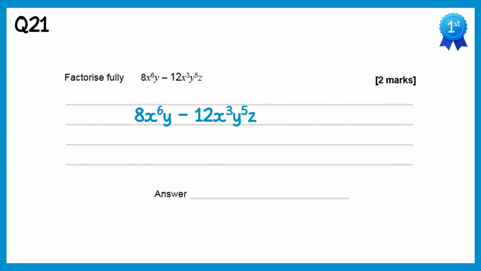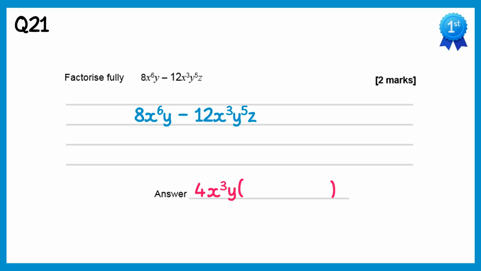For this question we're going to factorise. First of all, look at the coefficients. The highest common factor of 8 and 12 is 4. We then move along to the x's. We have x to the 6 and x to the 3. So the highest amount of x's we can factorise out is x to the power 3. Then look at the y's. We've just got a y and y to the 5. So the most y's we can factorise out is just 1. And there's only a z in the last term, not the first term, so we can't factorise that out at all. So we're now ready for the brackets.